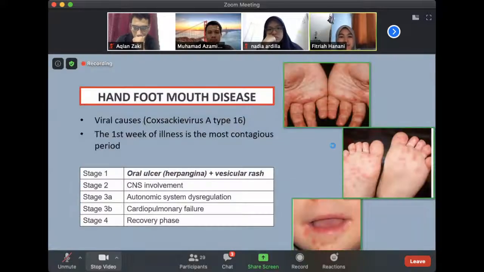So the next one is hand, foot, mouth disease. It is caused by Coxsackie virus A type 16. The first stage of this illness is the most contagious period. It consists of 4 stages. However, the patient may present at stage 1, with a complaint of oral ulcers, which we call herpangina, and then with a vesicular rash at the hand, foot, and mouth. That's why it's called hand, foot, mouth disease.